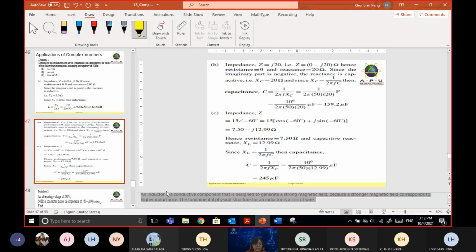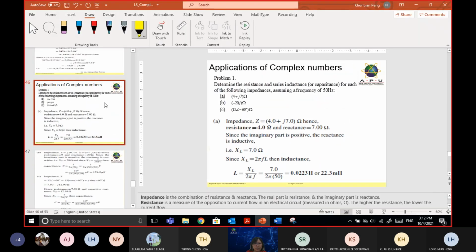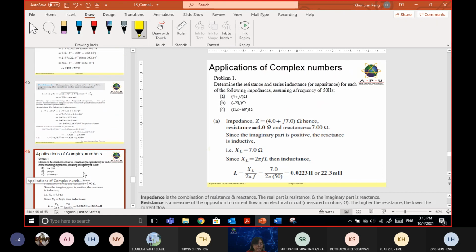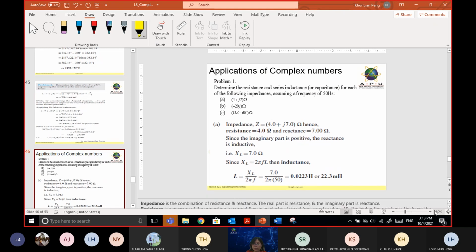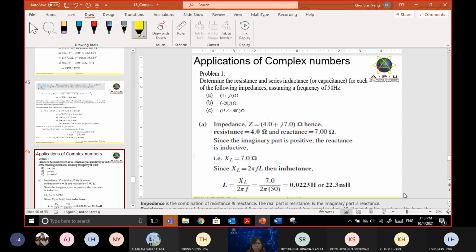So now back to the slide. We haven't gone through any questions here, right? Okay, so now let's look at the first problem. Maybe I will enlarge it.